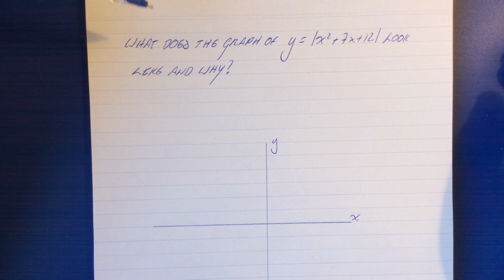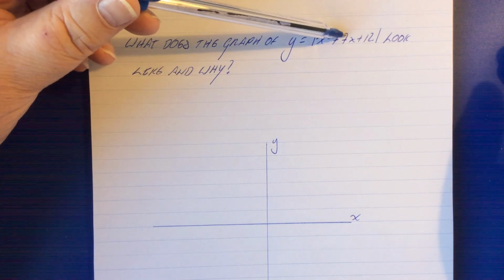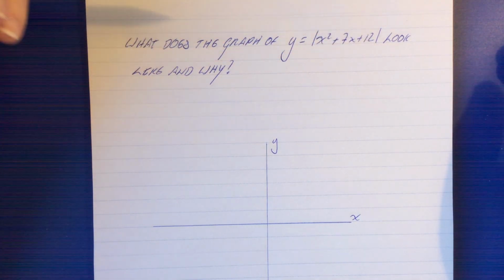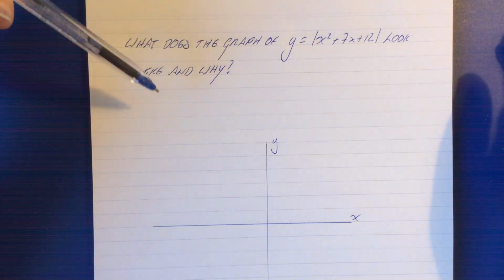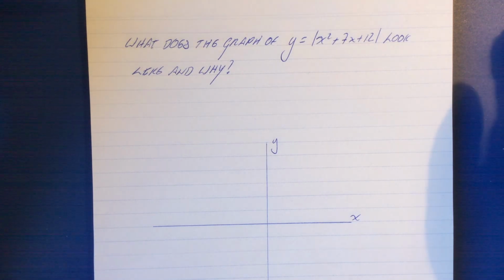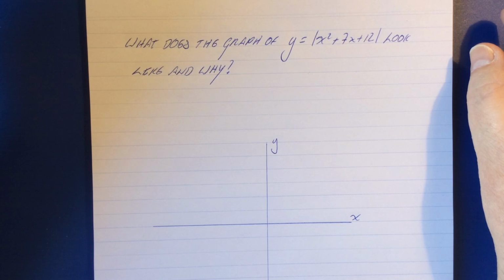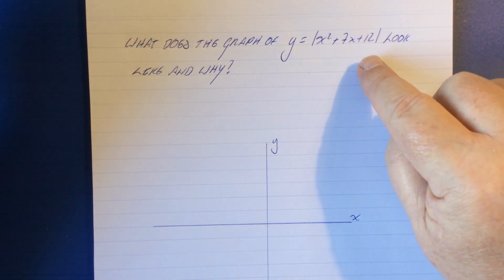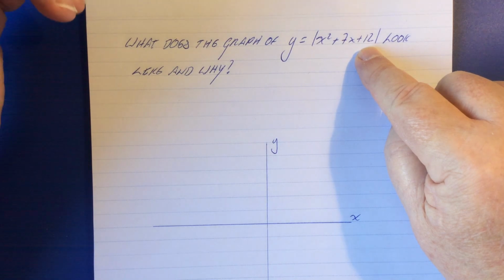And today we're going to try and graph y equals the absolute value of x squared plus 7x plus 12. Now the question is, what does the graph look like and why does it look the way it does? So I guess the first thing to do is to set out how we arrive at the main points of interest on this graph. Well, there's not a great deal of mystery to this.